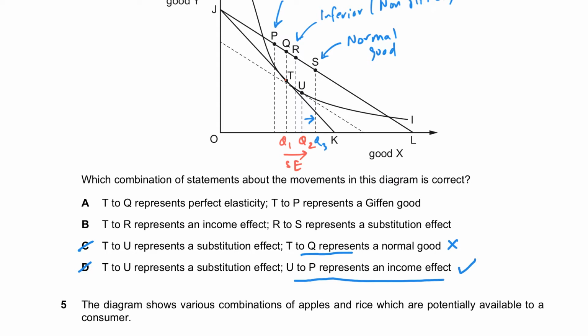U to P represents an income effect is the right statement for me. So the right answer in this case is D, because when I move from Q1 to Q2, that's my substitution effect, and then U to any movement, for example, U to S, U to R, U to P, all of that will show my income effect for different kinds of goods. So D is the right answer in this case.